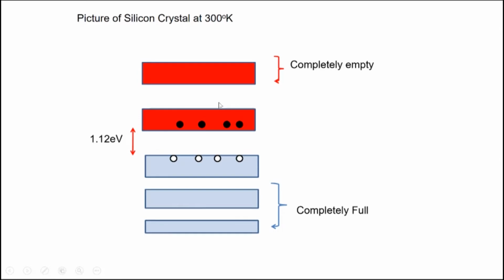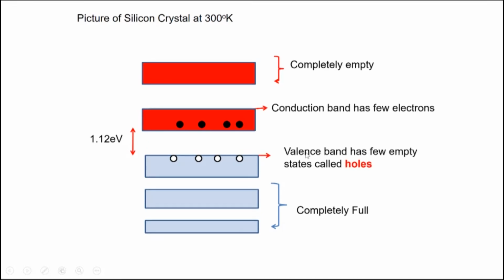So the only two bands which are of interest to us are the valence band and the conduction band. And even there, all the action occurs at the bottom of the conduction band, and all the interesting things happen at the top of the valence band here. There are missing states here, and there are electrons present at the bottom of the conduction band here. So the conduction band has few electrons, and the valence band has few empty states.